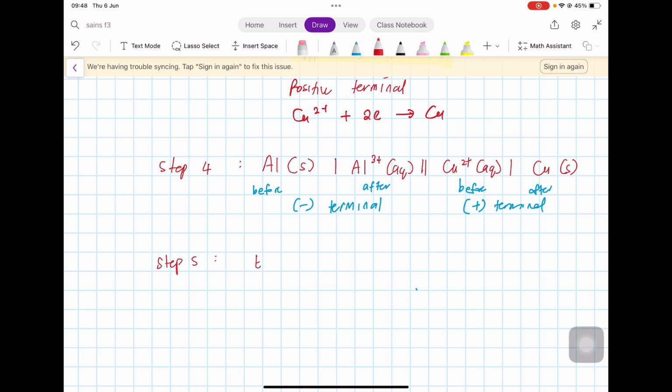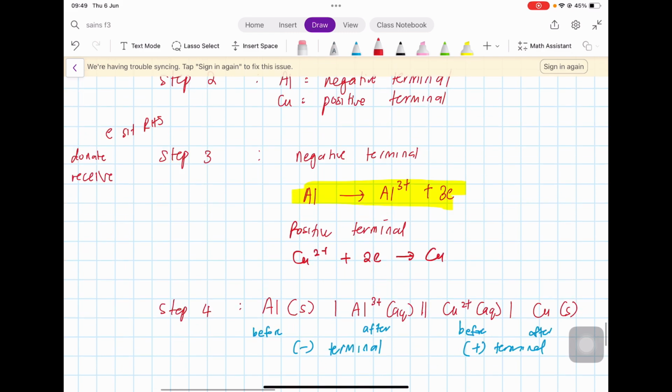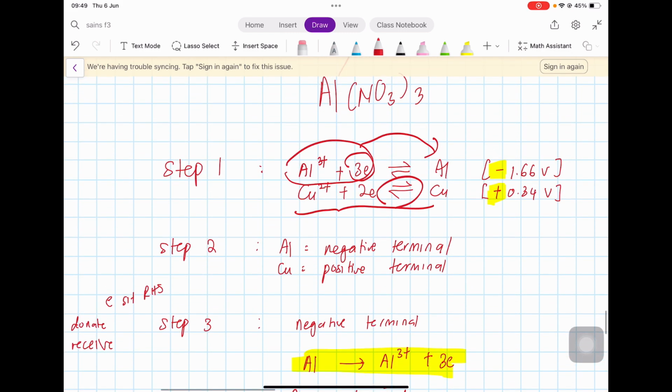Step 5 is your E0 cell. E0 cell is very easy. The formula is, which E? Small minus big, or big minus small? Of course, big minus small. Big means the positive one. Positive terminal minus the negative terminal. Okay. Now, E0 at the positive terminal, who sat at the positive earlier?